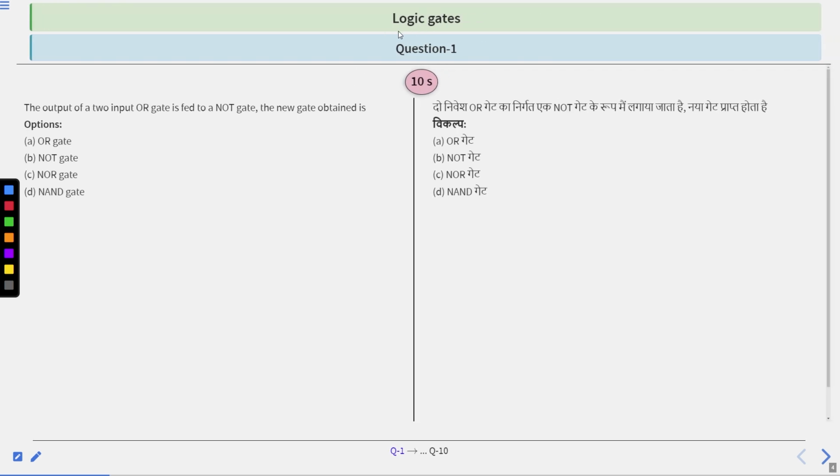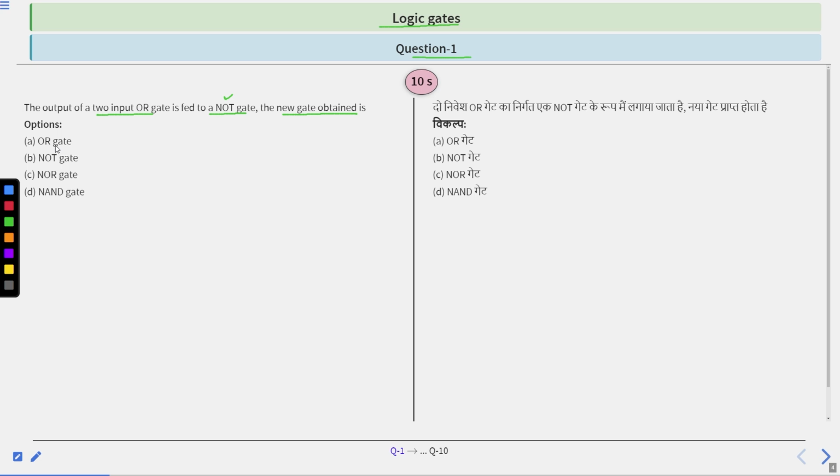So, the topic is logic gates. Question first. The output of a two input OR gate is fed to a NOT gate. Then the new gate obtained is what? The question asks what will be the new gate when a two input OR gate is fed to a NOT gate. Option A is OR gate, option B is NOT gate, option C NOR gate, and option D NAND gate.